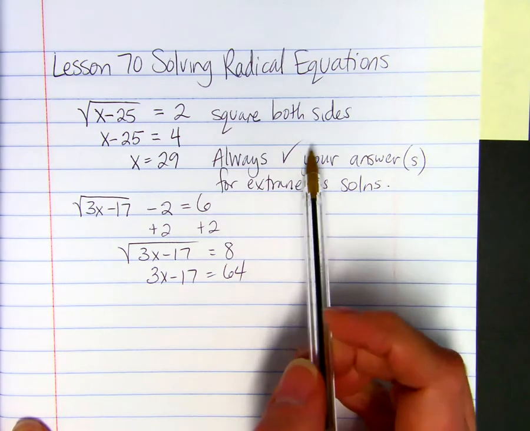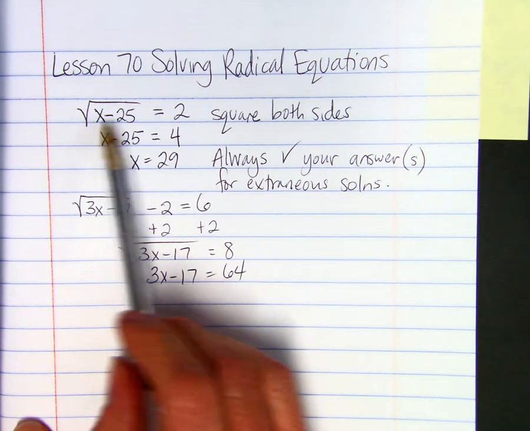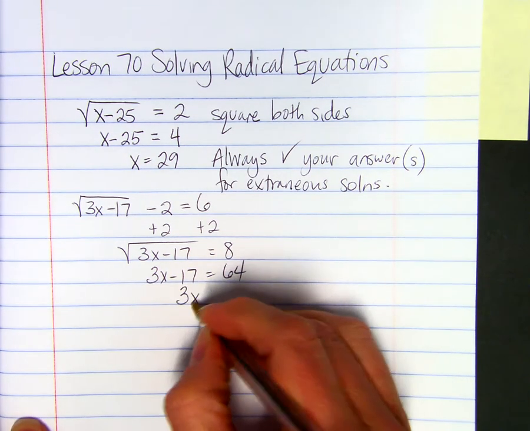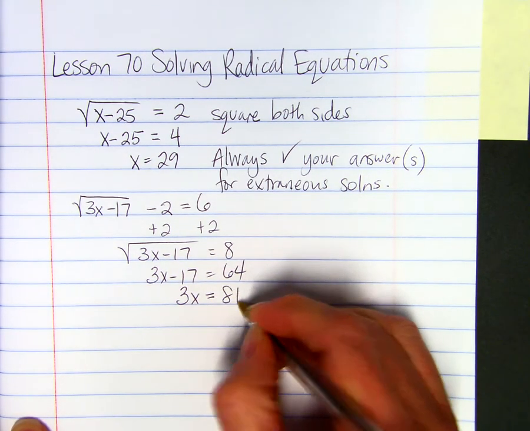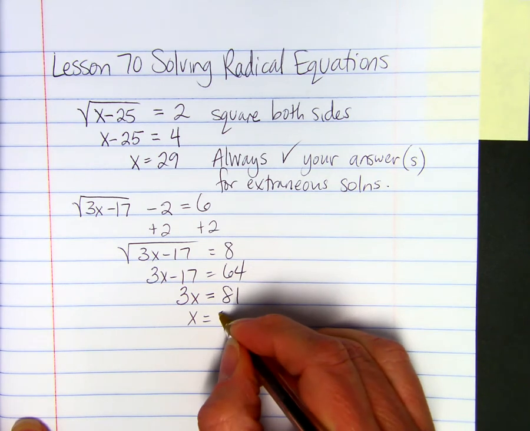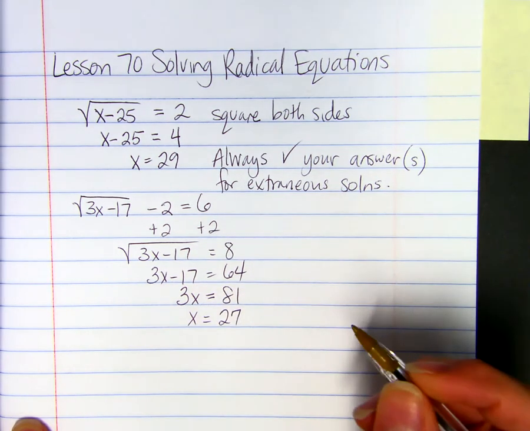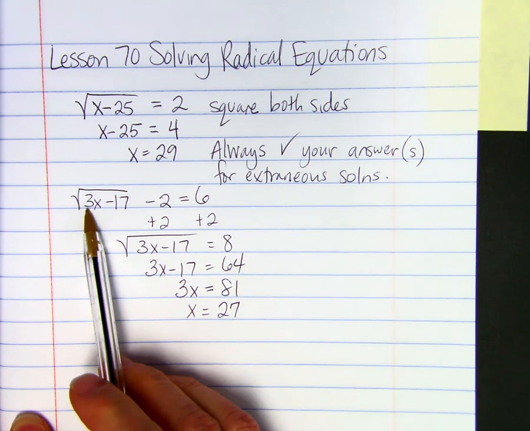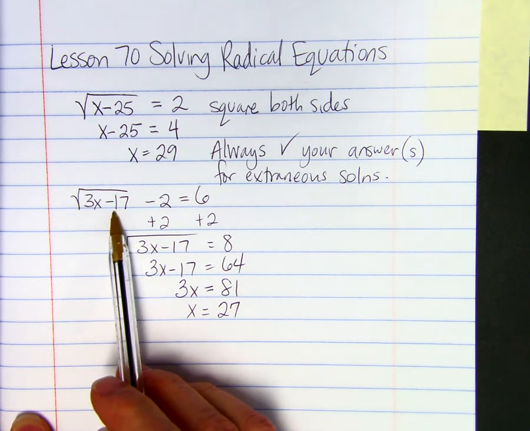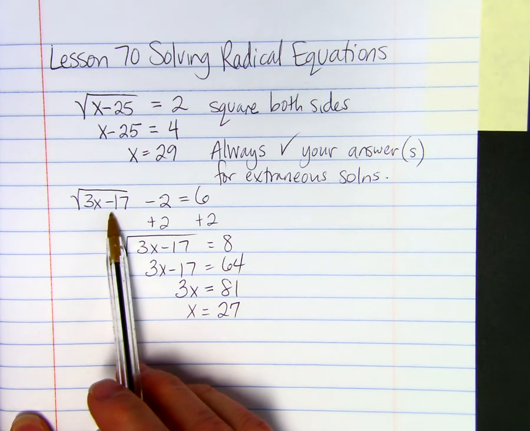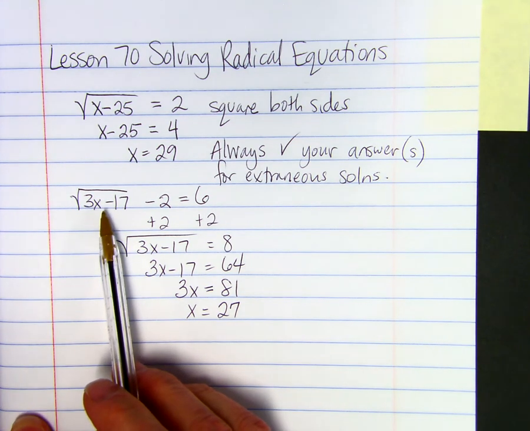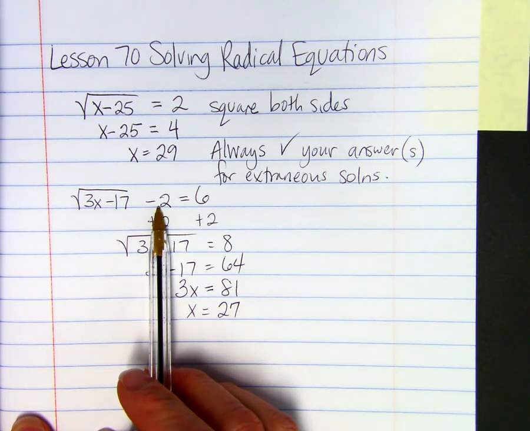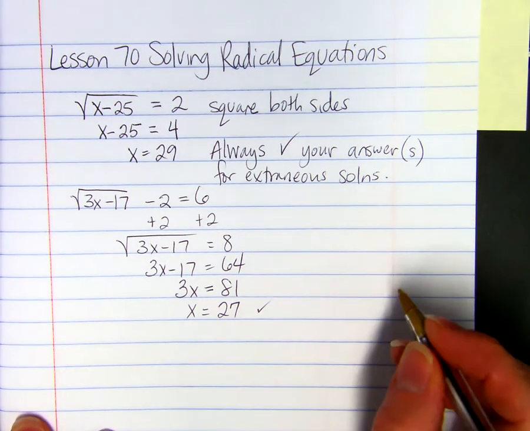Well, I forgot to show you checking the previous answer. If you put 29 in, you get the square root of 4, which is 2. So that's true. Now add 17, so 3x equals 81, divide by 3, x equals 27. So we need to check it. 3 times 27 is 81, minus 17 is 64. The square root of 64 is 8, minus 2 is 6. So it works. Voila.